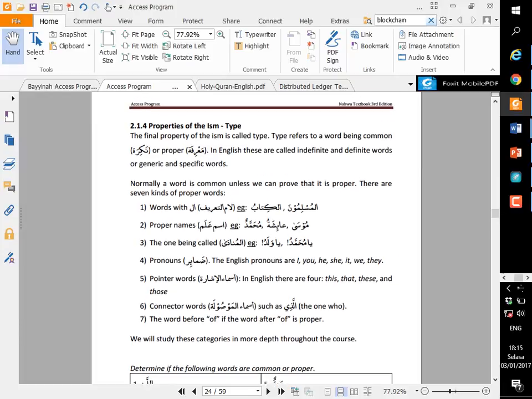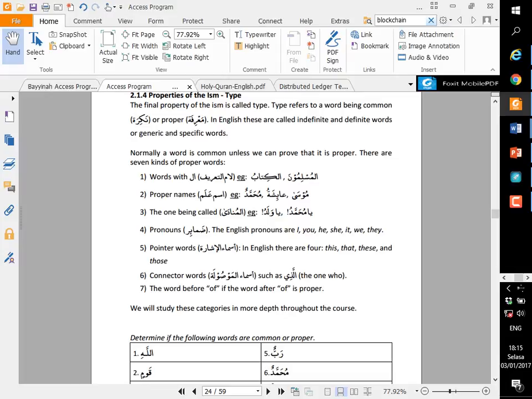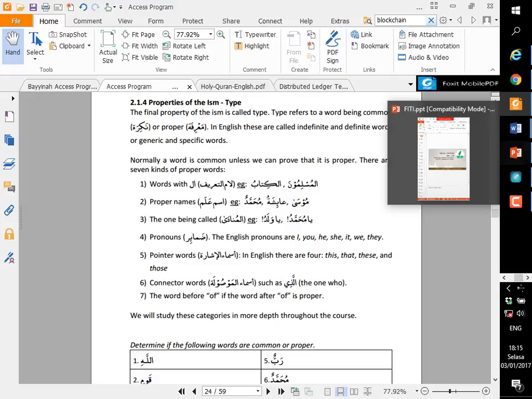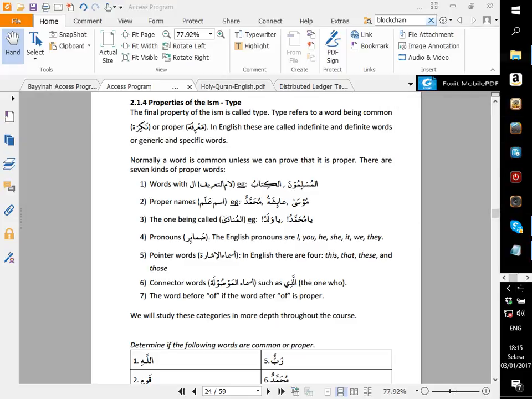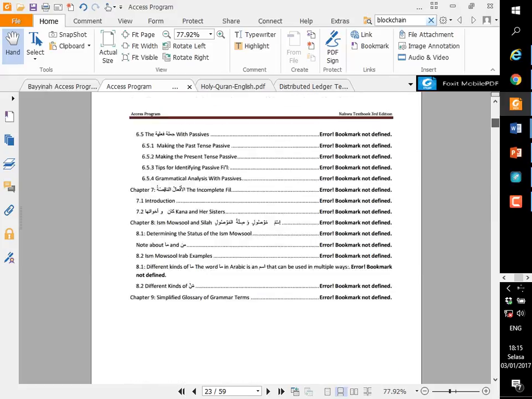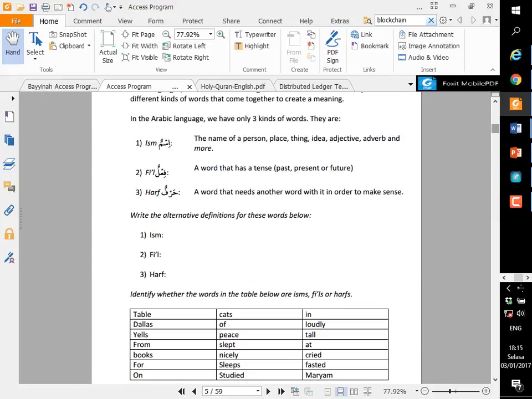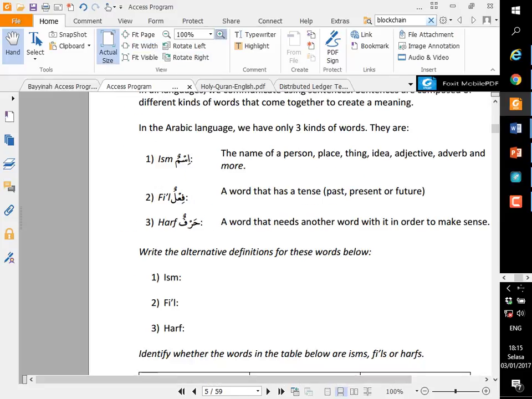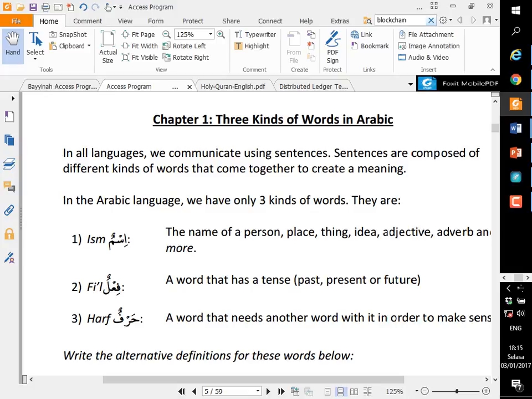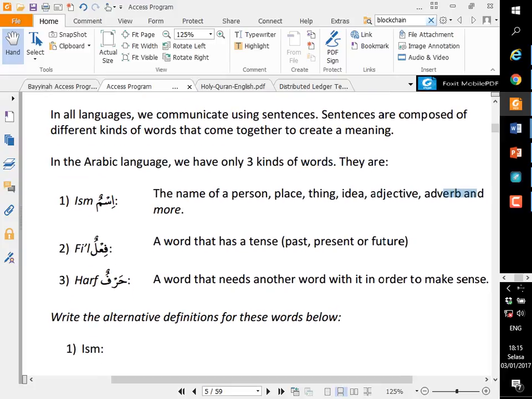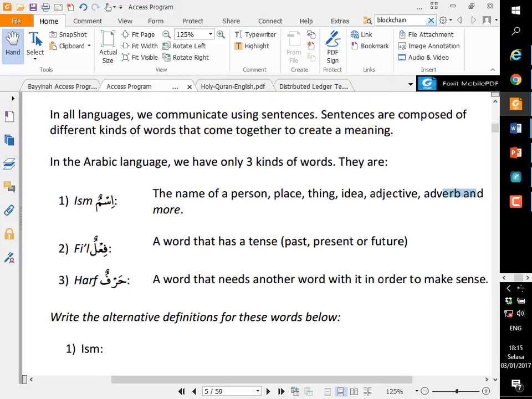Actually, I have prepared for a new session, but let's say for 15 to 20 minutes, let's review all the contents from the beginning. So, can you read these words? Yeah. So before we learn about the sentence, about the words itself, we need to know what kind of words there are in the Arabic language. So there are three kinds of words.